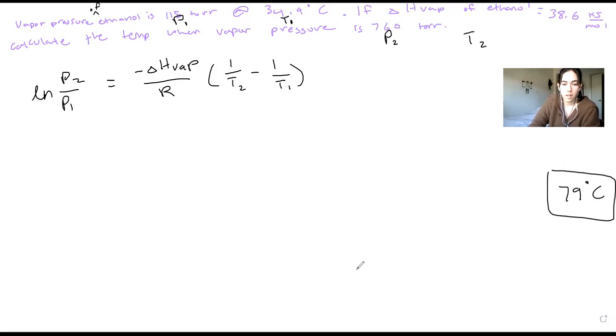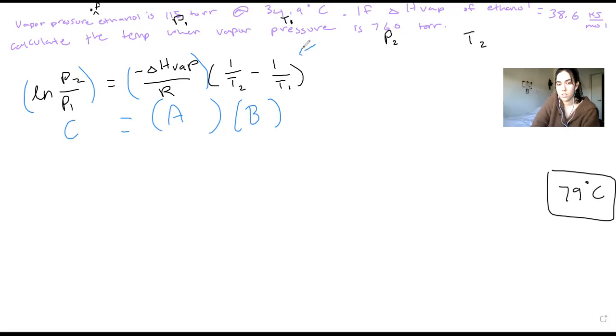So what I like to imagine is that this is one entity on its own, and then this is one entity, and this is one entity, because they are just like three separate things on their own. So this is C, we can call this A and call this B. So A times B is going to equal C. If A times B equals C, what we want to do is get the temperature, right? And this is where the temperature is.